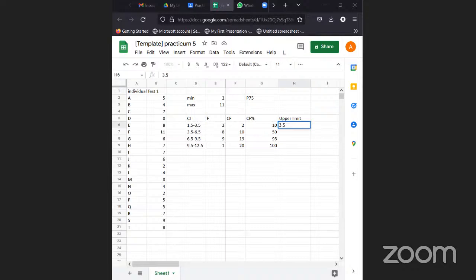Right. So we are going to type in our upper limit as 3.5. Then here it is 6.5. Here it will be 9.5. And here it will be 12.5.